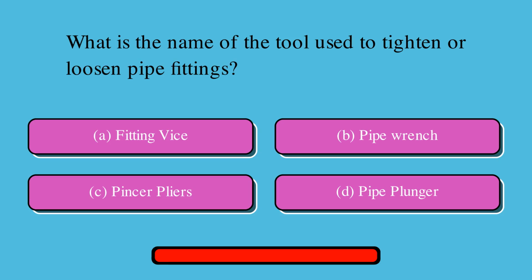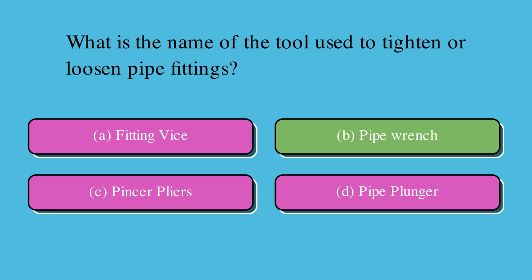What is the name of the tool used to tighten or loosen pipe fittings? Is it A. fitting vise or B. pipe wrench or C. pincer pliers or D. pipe plunger? The correct answer is B. pipe wrench.